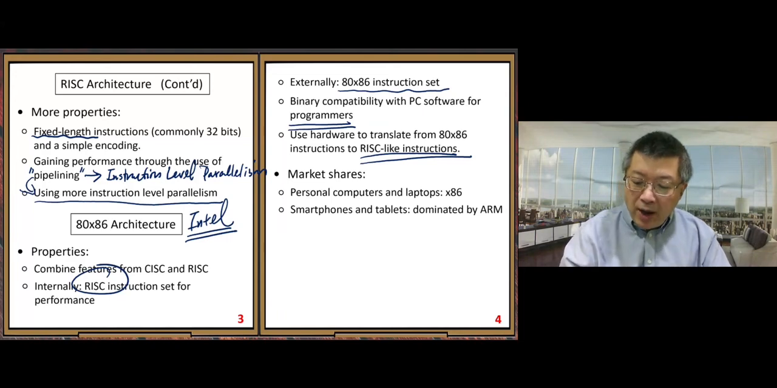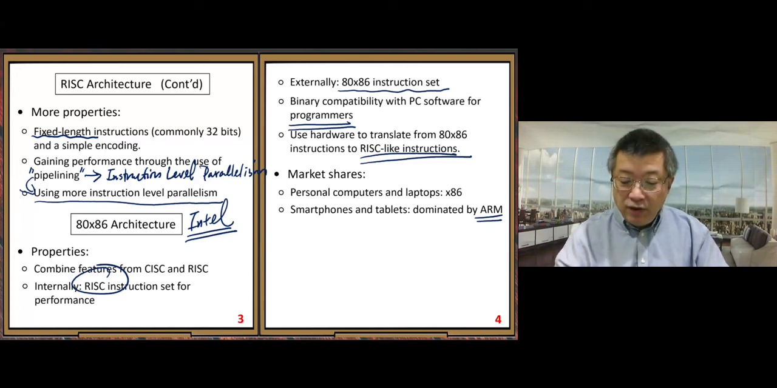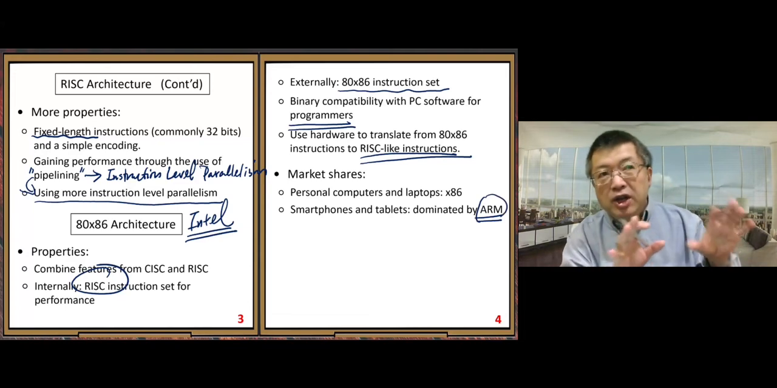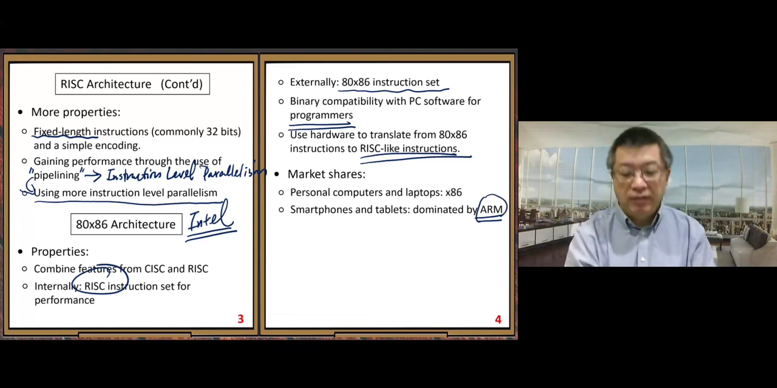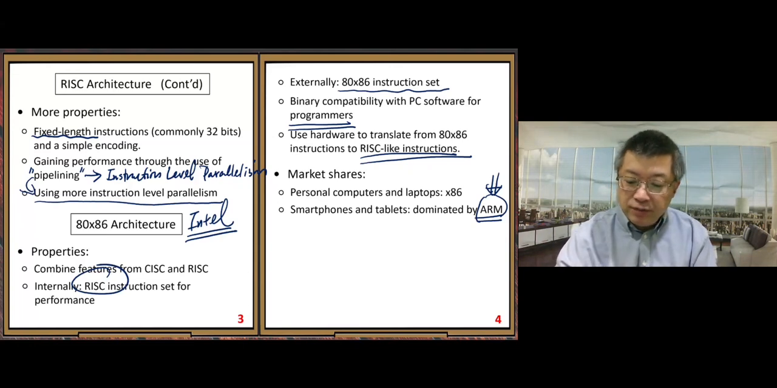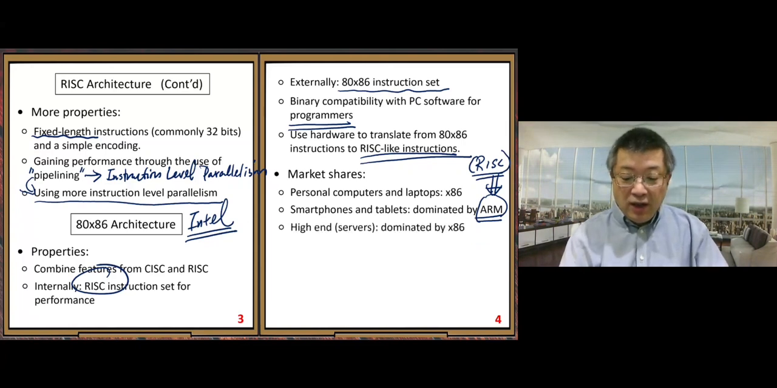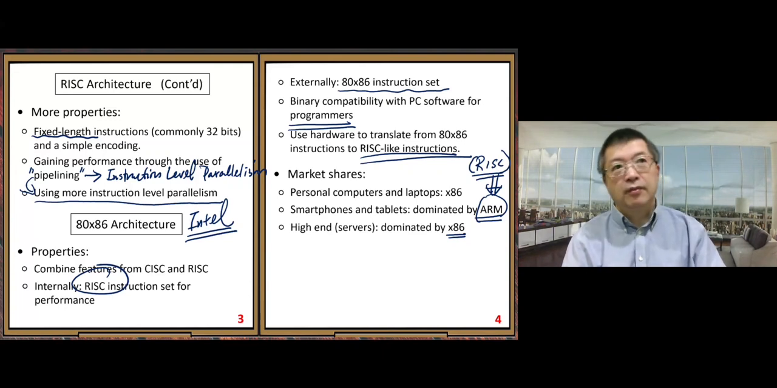Smartphones and tablets are dominated by the ARM architecture. For cell phones, tablets, and some relatively smaller computing devices, the ARM architecture is very successful. Later we will look at ARM a little bit, but ARM is a special type of RISC architecture. High-end servers are also dominated by the x86 architecture.